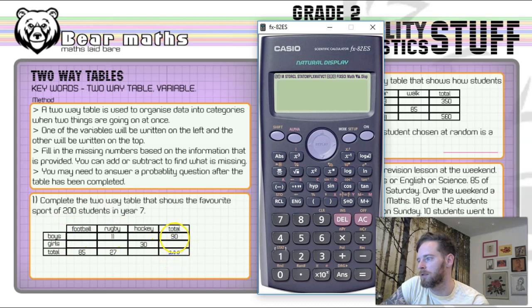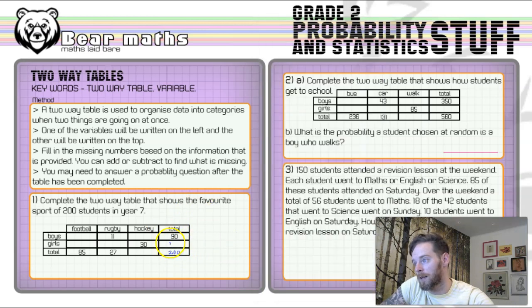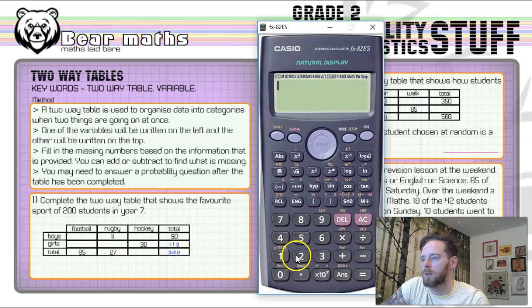Now, 200 is the total. If we take away the 90, we're going to find this missing number here. That's obviously going to be 110. Don't need the calculator for that. Right, then we've got 85 and 27. We fill in this missing number here. If we add them up, we need to get to 200. So 200 take away 27, take away 85 is the easiest way to do it. It's going to give us our missing number here of 88.